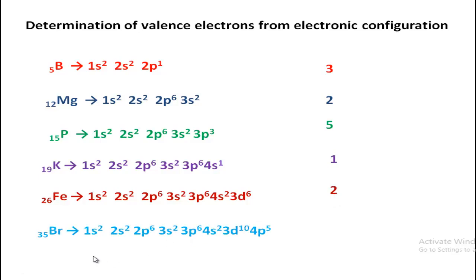Another example, that is bromine 35. This is the electronic configuration of bromine, and follow the electronic configuration. Which one is the outermost shell? Yes, fourth shell. And here follow the fourth shell. There are 2 plus 5, that is 7 electrons present. So its valence electron number will be 7. So my dear students, you can easily determine the valence electron this way from the electronic configuration.